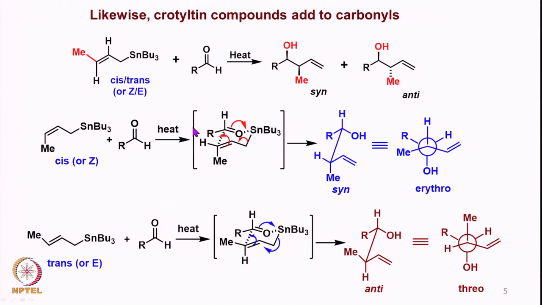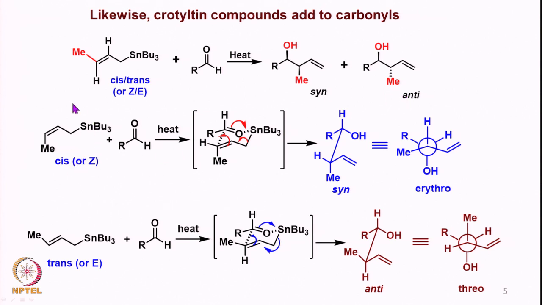So likewise we can react crotyl tin compounds with carbonyl compounds to form C-C bonds. For example, if we start with a crotyl tin molecule like this, in which the double bond is either Z or E oriented, then upon reaction with aldehyde under heating conditions, we can get either the syn product or the anti product. That means from the Z olefin we get the syn product, and from the E olefin we get the anti product.